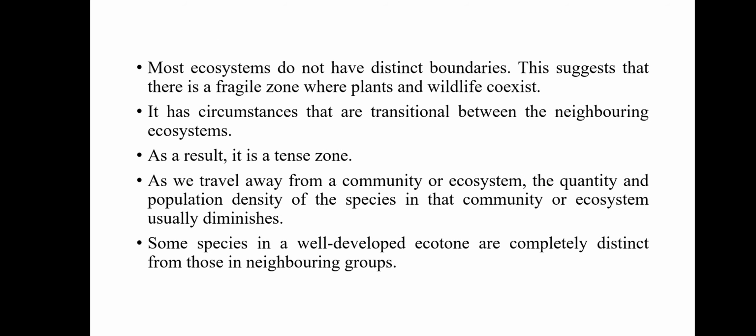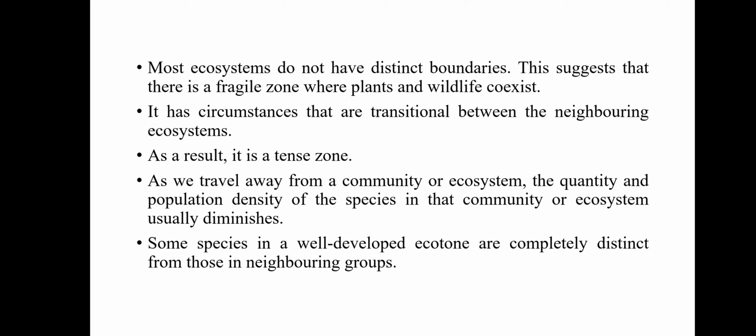Ecotones indicate a physical transition from one ecosystem to another, as well as change in living condition, including habitat and niches. Then most ecosystems do not have distinct boundary. This suggests that there is a fragile zone where plant and wildlife coexist. There is lack of a strict boundary. It has circumstances of the transitional zone between neighboring ecosystems. As a result, it is a tense zone.